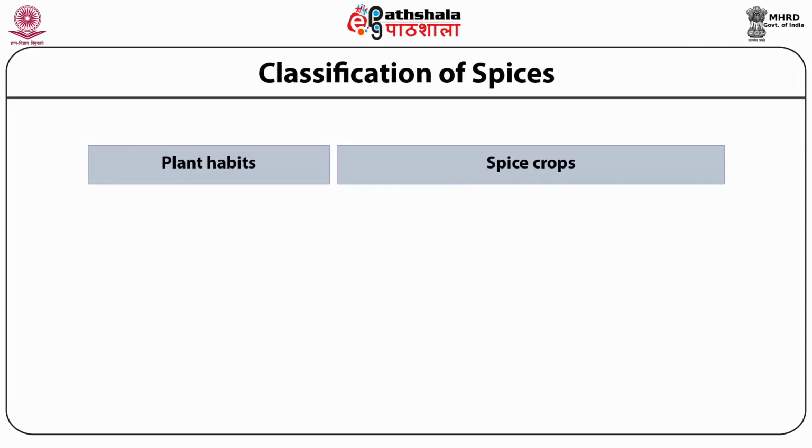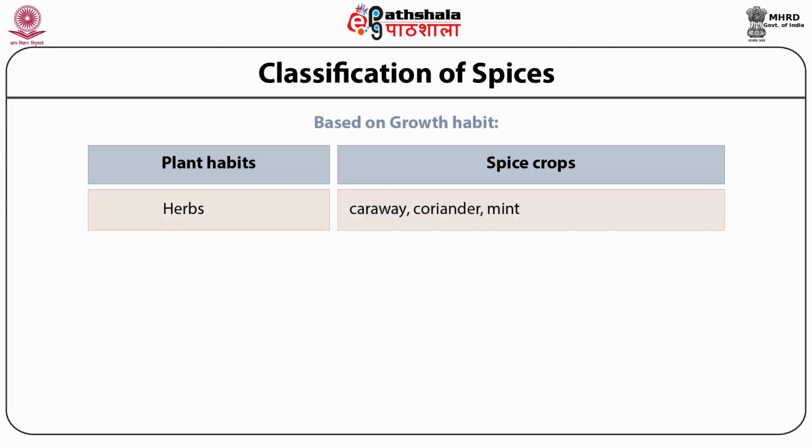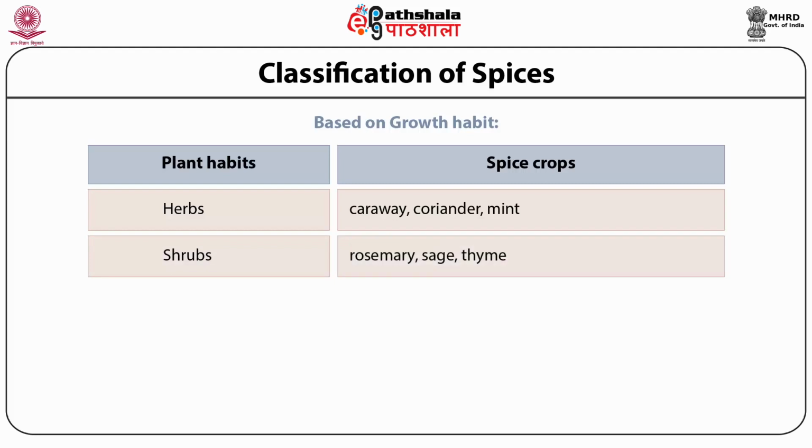Classification has been done on the basis of growth habit. Herbs include dill, coriander, mint, while shrubs include rosemary, sage, and thyme. Tree species include curry leaf and laurel.